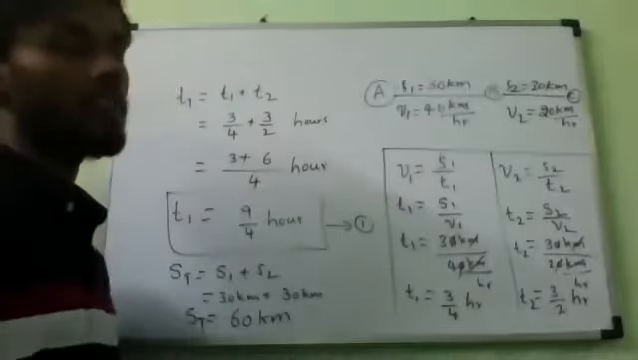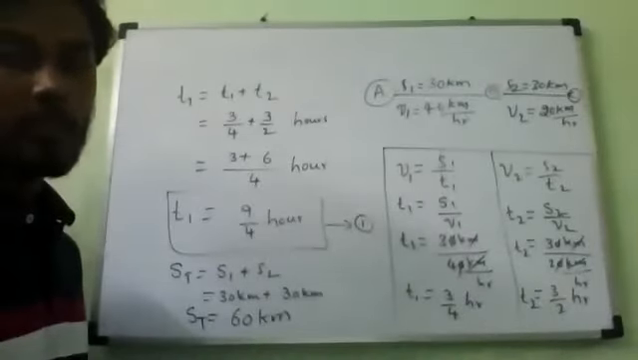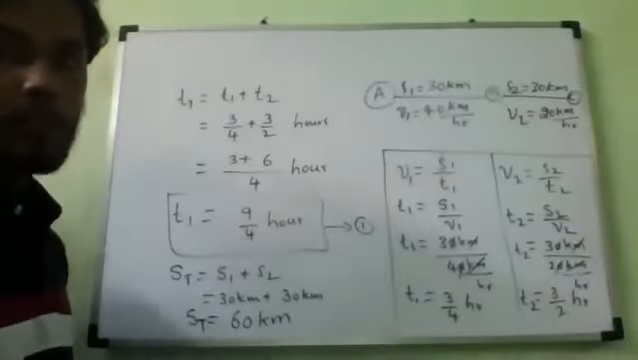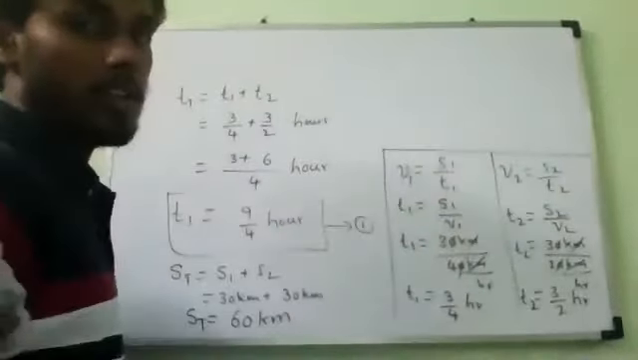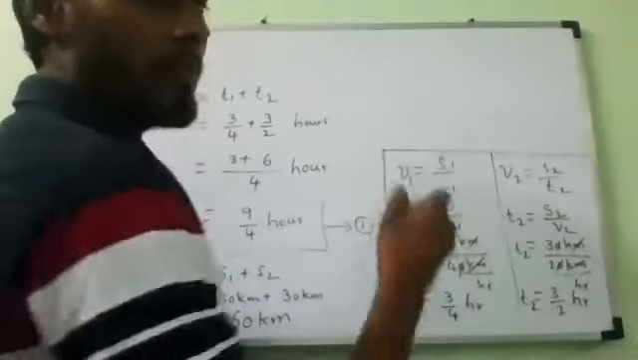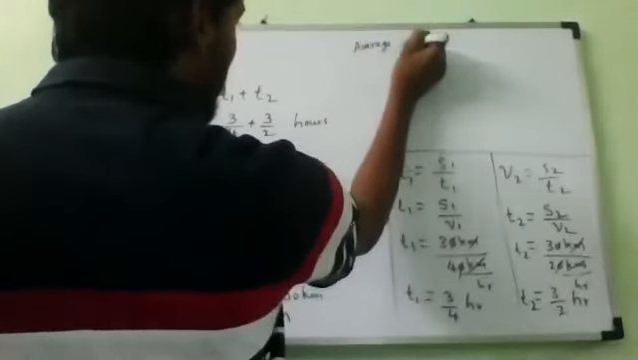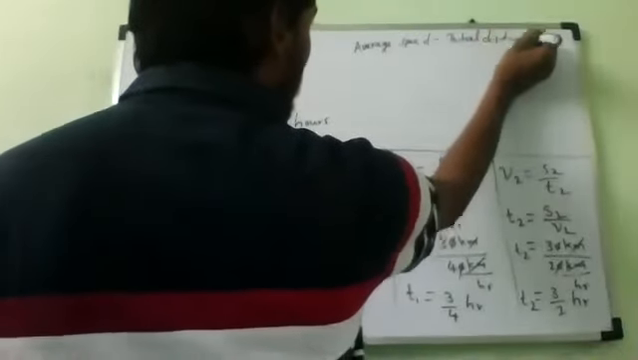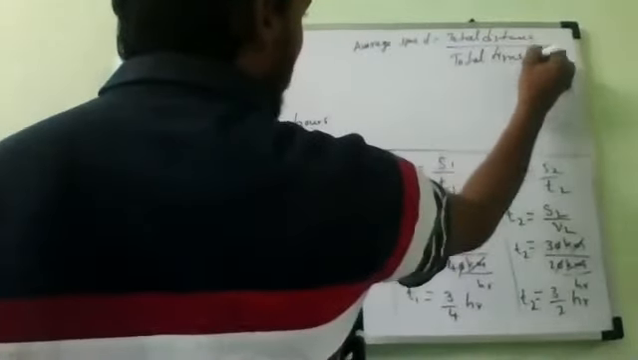Substitute in the formula: total distance divided by total time taken, and tell me the average speed. Everything I have taught here, now you have to substitute it. Write the average speed formula. What is the average speed formula? Average speed is equal to total distance traveled divided by total time taken.